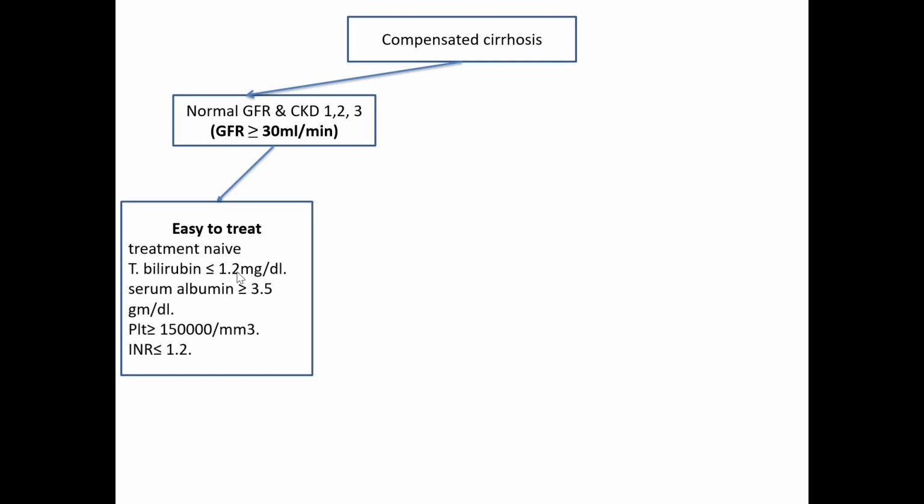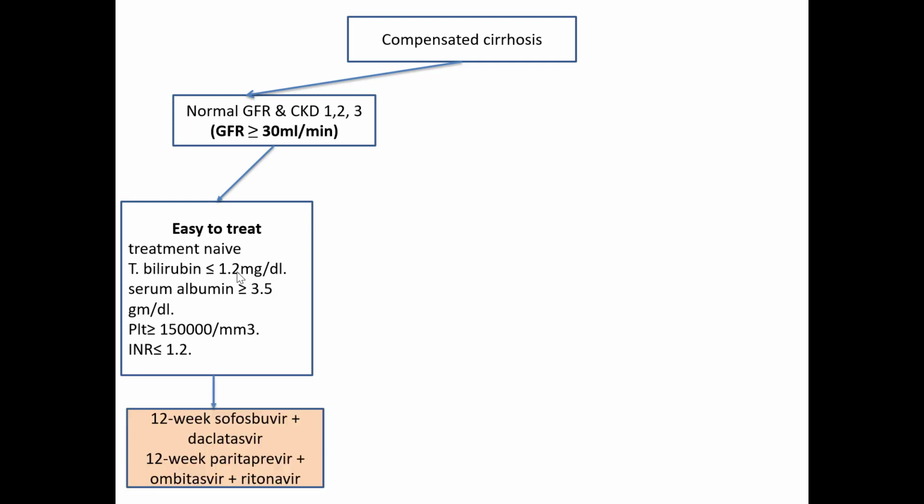compensated cirrhosis, either with normal GFR or CKD stage 1, 2 or 3 with estimated GFR above 30 ml per minute, the patient is considered an easy-to-treat patient if he is naive and didn't experience interferon therapy before, with total bilirubin less than 1.2 mg per deciliter, serum albumin above 3.5 gram per deciliter, platelet count more than 150,000 per cubic millimeter, or INR less than 1.2. In this case, the patient can receive a 12-week regimen of sofosbuvir plus daclatasvir, or a 12-week regimen of paritaprevir, ritonavir, ombitasvir.